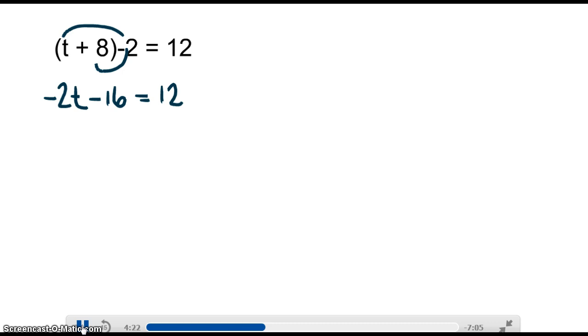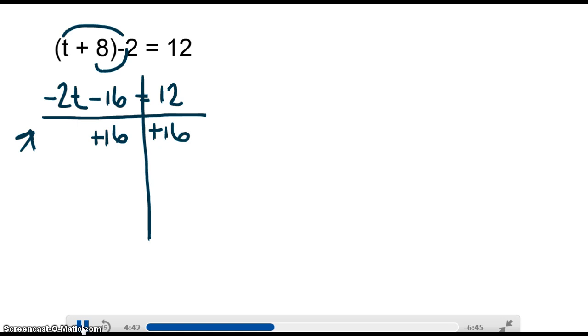Now, solving our 2-step equation like we've been working on, our first step is to isolate the variable. So our first step is going to be that we have to move the -16. So we're going to add 16 to both sides of the equation. That leaves us with -2t equals a positive 28.